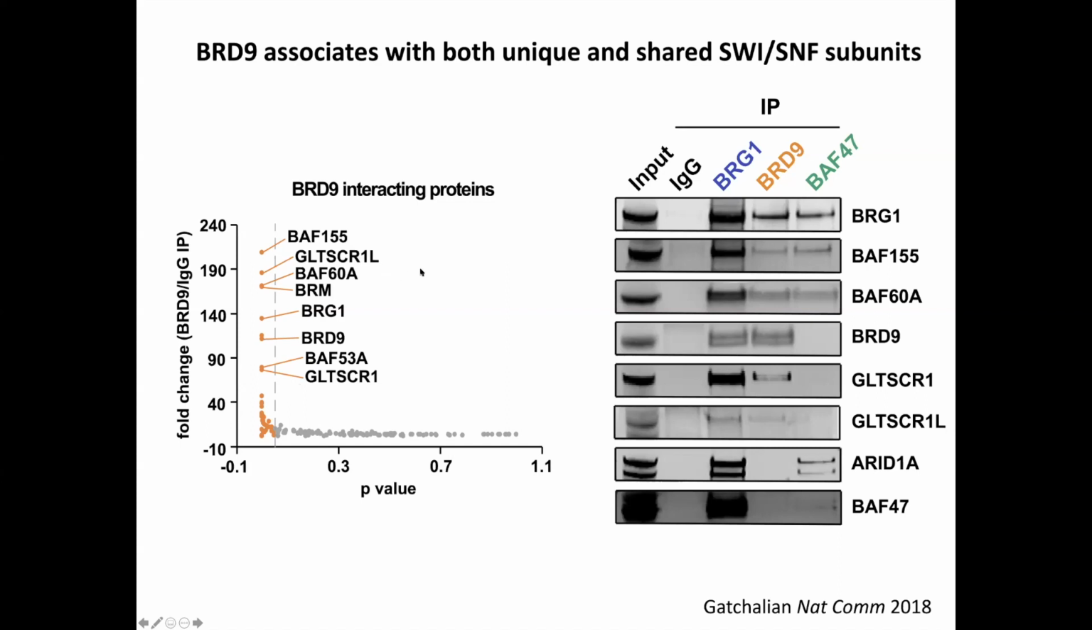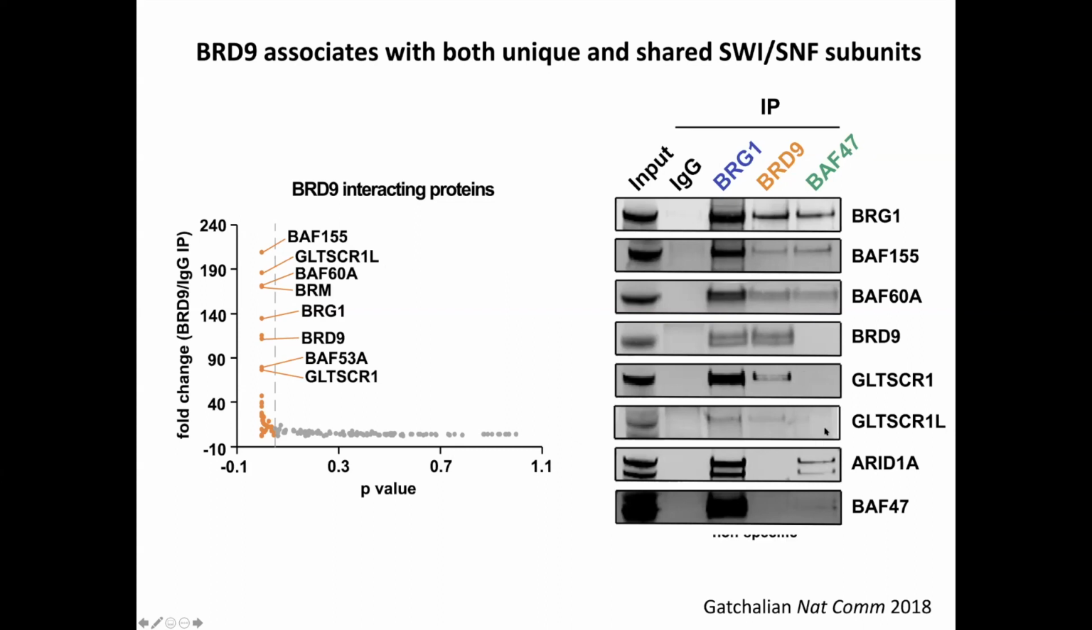And so to see if this was an issue of detection, we performed IP Western blot, and you can see that an IP of the BRG1 ATPase reveals association with all of these different subunits. An IP with BRD9 reveals association with several BAF complex members, but not ARID1A or BAF47. A reciprocal IP of BAF47 brings down ARID1A, but not BRD9 or these two new proteins, GLTSCR1 and GLTSCR1-like. And so this really started to look like it might be a unique entity.